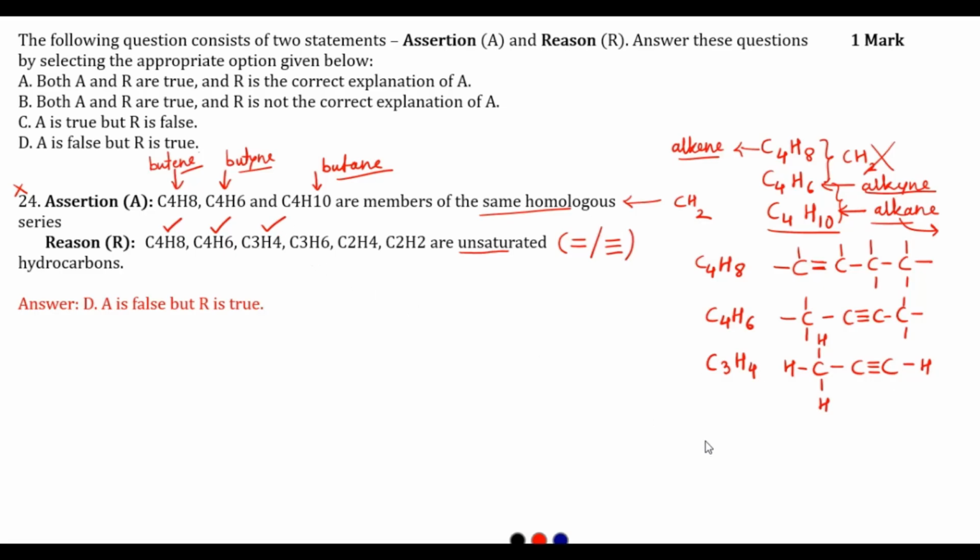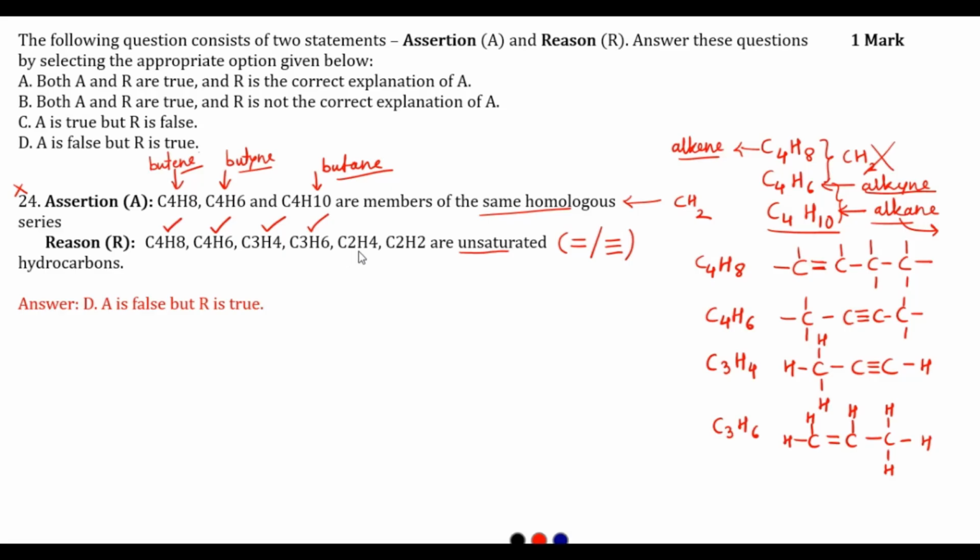C3H6 means I have to add another 2 hydrogens. So I should not take a triple bond, I should take a double bond. So I took a double bond here, then like this H, H, H. I hope you're understanding. Each carbon should have 4 bonds, so that carbon valence will be balanced. 1, 2, 3, 4, 5, 6. So this is also alkene, so unsaturated.